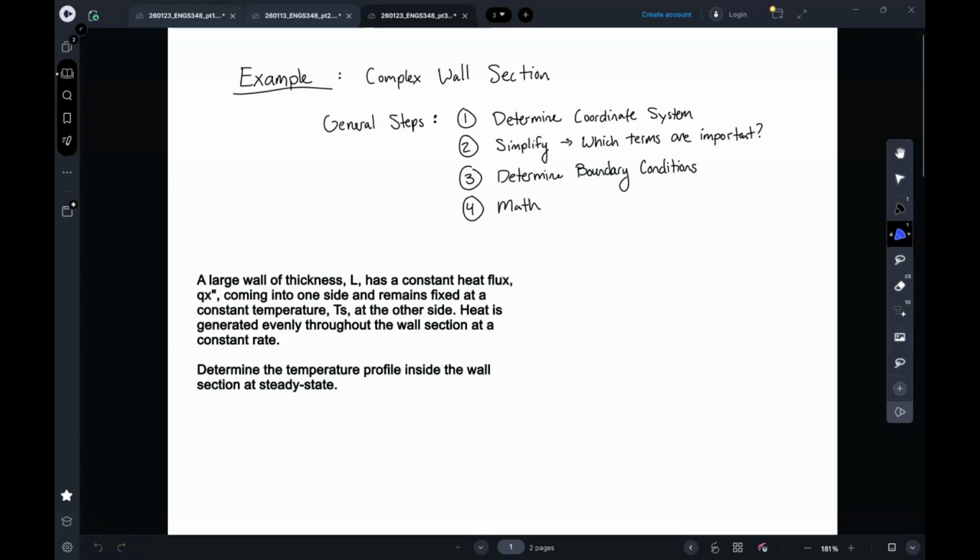All right, the last thing that we're going to do in virtual heat transfer is do an example problem. And I think this will be helpful to try to put this all together.